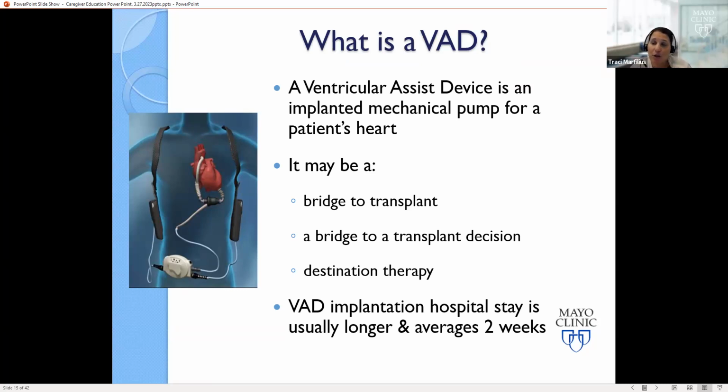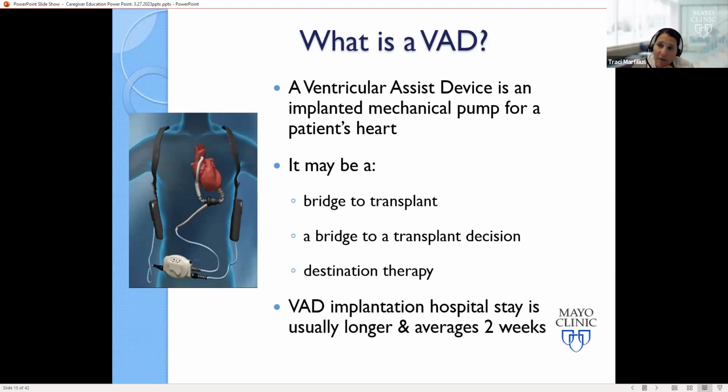It can be a bridge to a transplant decision. So maybe the patient and or the medical team are making some decisions about the patient's ability to decide on a transplant. And then it can be considered destination therapy, which is usually when a patient is not a transplant candidate at this time.